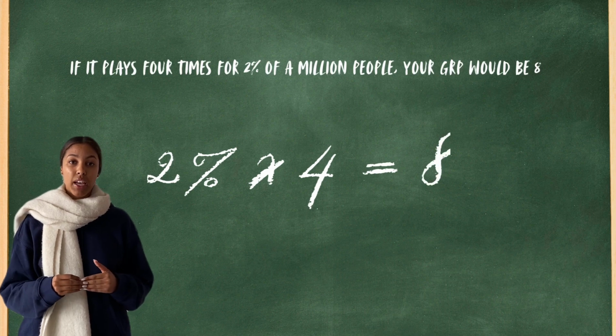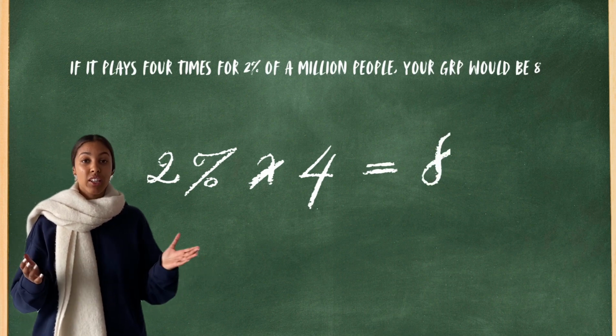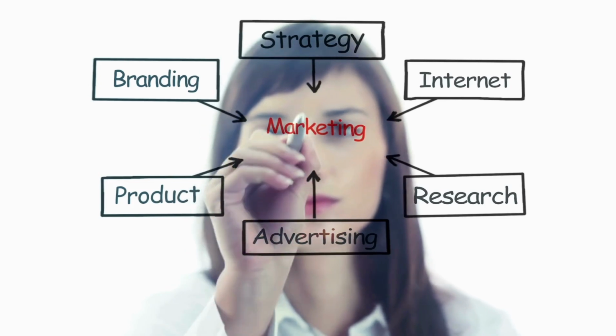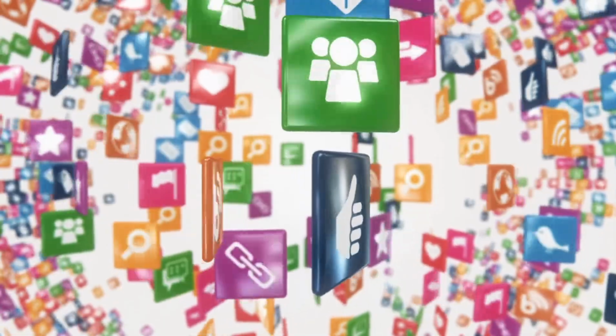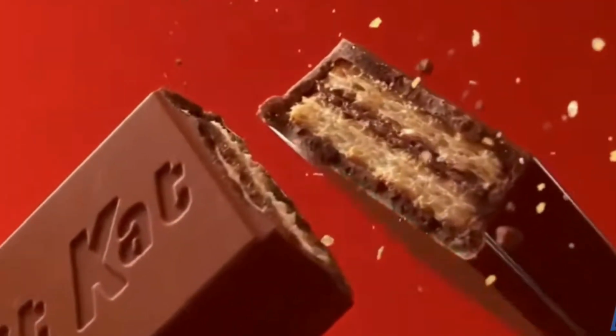If it plays 4 times for 2% of a million people, your GRP would be 8, because 2% times 4 equals 8. GRPs help marketers understand the big picture of the campaign's reach and frequency across multiple media channels, making sure that jingle sticks in everyone's head.